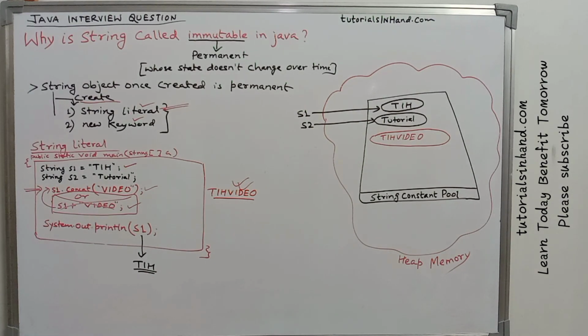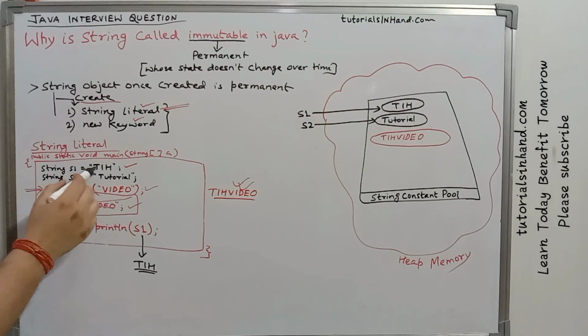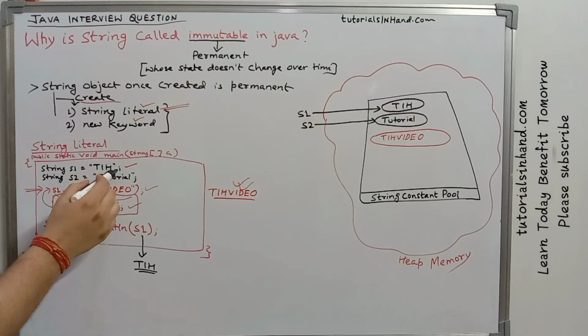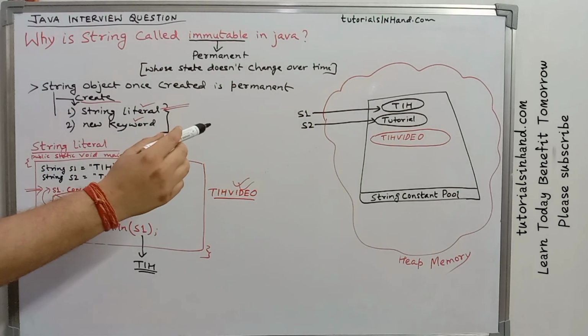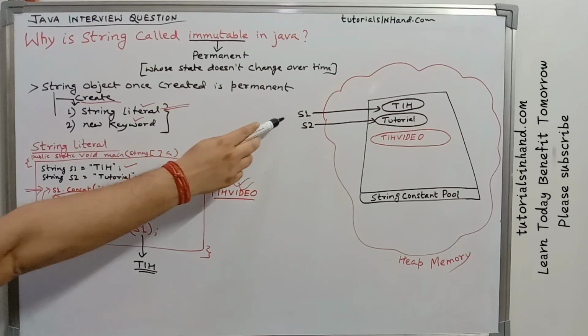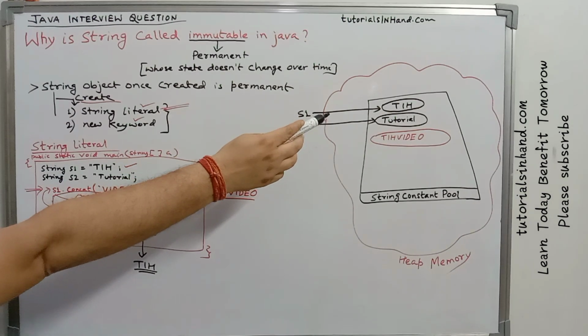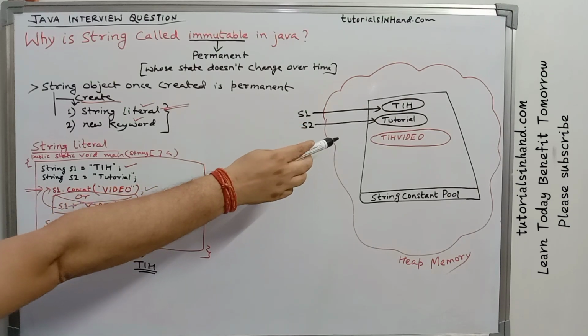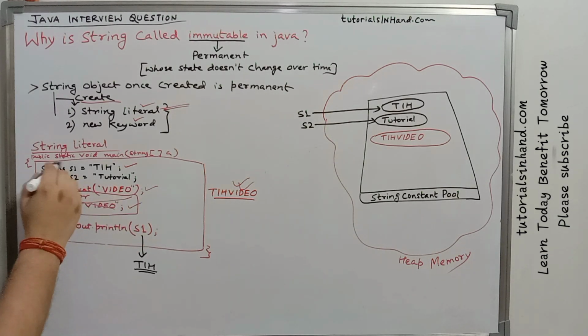Why? Because you can see that s1 is a variable which is referencing this string object, right? Earlier, and now also, the reference is TIH only for this string variable s1. Still s1 is referencing TIH. It is not referencing TIH video. Why? Because we have not assigned this newly created object to this variable.